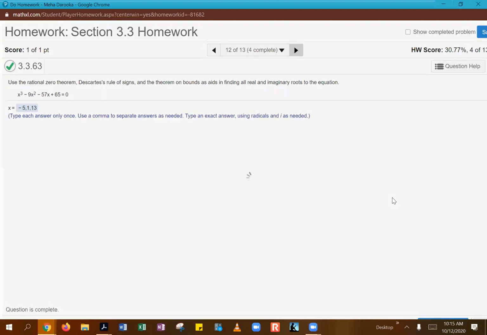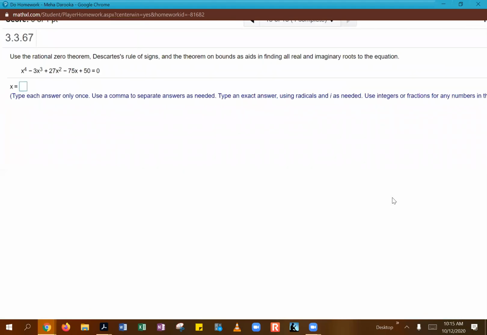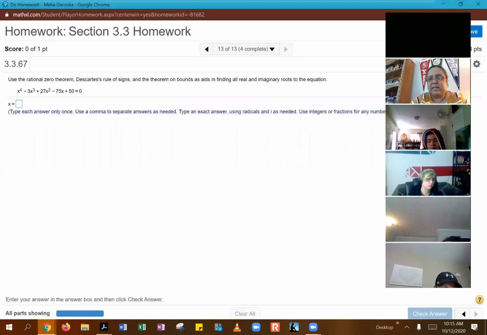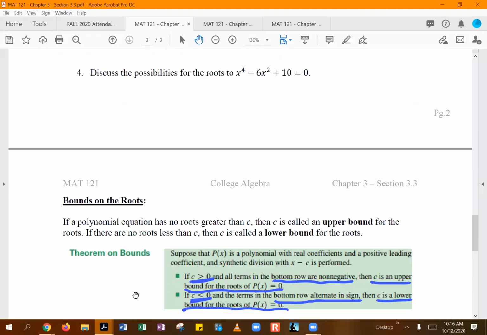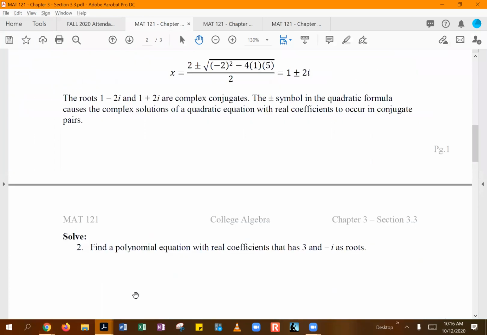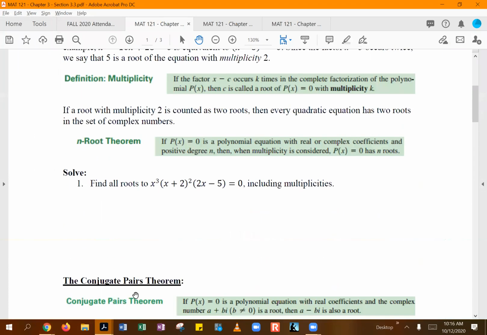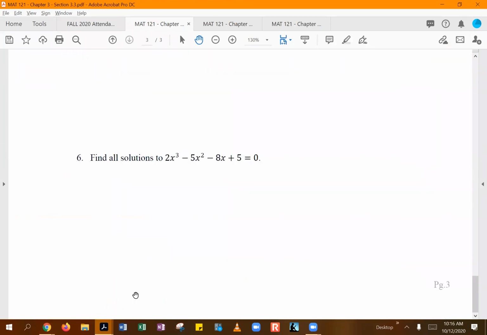And your next example is going to be similar to this one, where they will again ask you to use the rational zeros, Descartes' rule, and the theorem on bounds. So I'll let you attempt that on your own. And as always, if you need my help, definitely let me know. So those were the options, like I said, to narrow down our search for those rational zeros by putting all of these theorems that we have learned together.